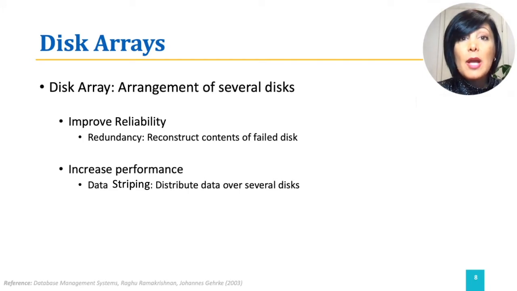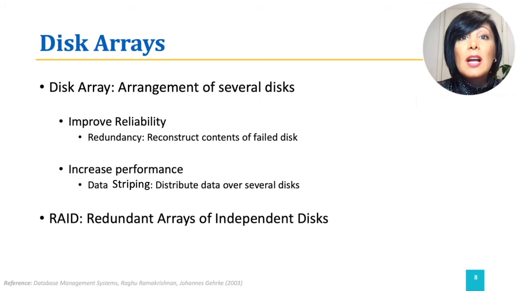Redundancy is having multiple copies of all or parts of data. The redundant information can help recover lost or corrupted data. Disk arrays that implement a combination of data striping and redundancy are called redundant arrays of independent disks, or RAID.